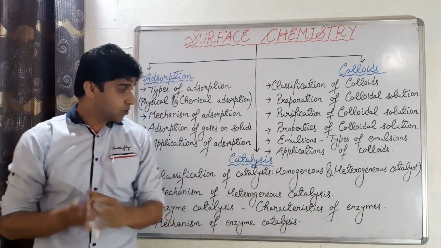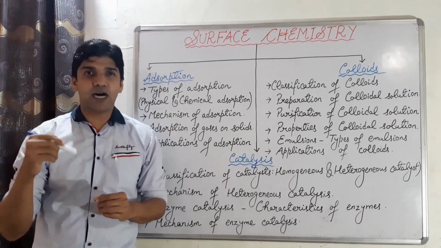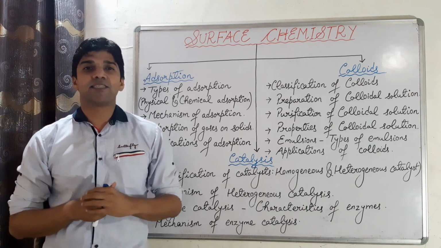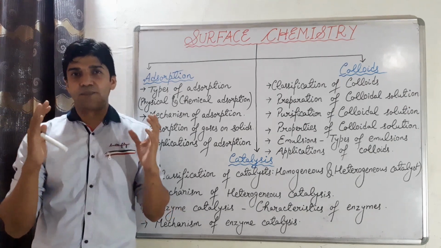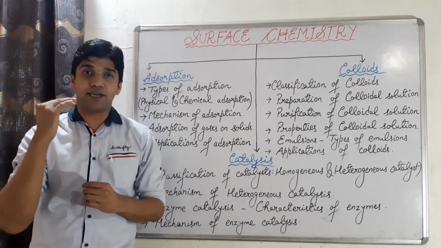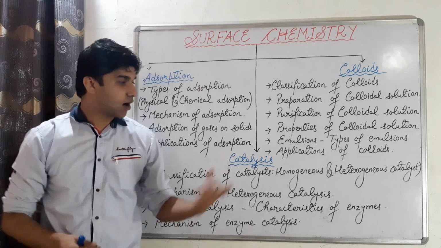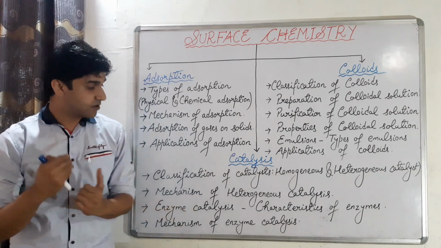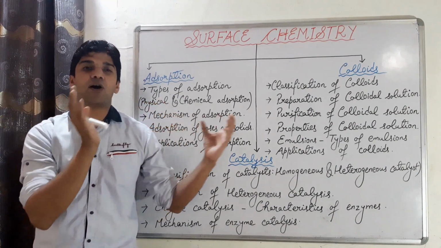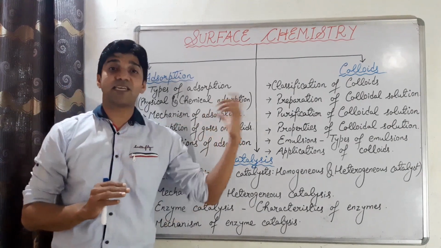And then we will go through catalysis. What are catalysts? Catalysts are those substances which alter, which change, which increase the rate of chemical reaction without itself being consumed in the reaction. And the phenomena by which the rate of reaction increases by use of catalyst, that phenomena is called catalysis. So here we will study about the classification of catalyst, which can be homogeneous or heterogeneous catalyst, and the phenomena is called homogeneous and the heterogeneous catalysis.